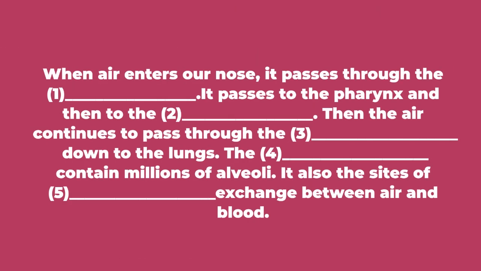Direction. Complete the paragraph by writing the appropriate word on each item. When air enters our nose, it passes to the pharynx and then the air continues to pass through down to the lungs. The contain millions of alveoli. It also the sites of exchange between air and blood.